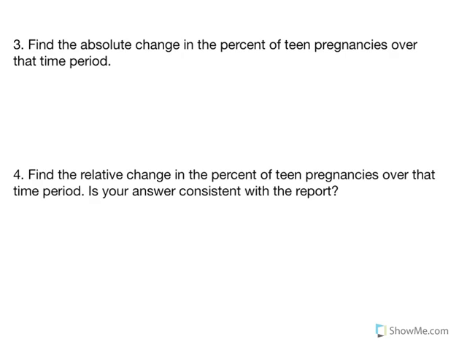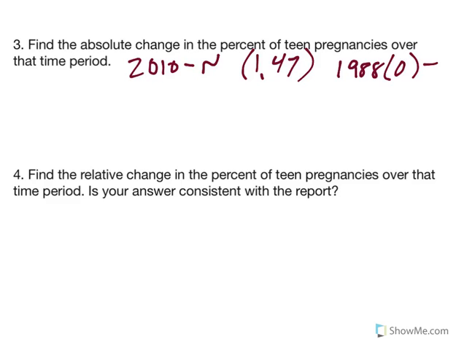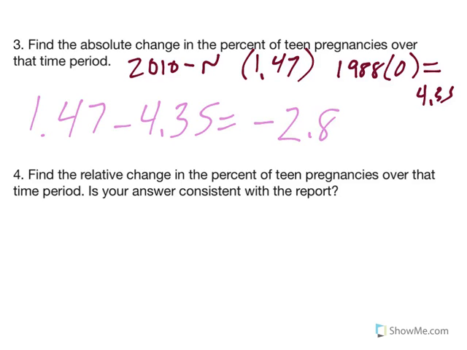And number 3, the absolute change in percent of teen pregnancies. Well, 2010 is going to be considered new, and remember we had 1.47 percentage points in 2010. And then in 1988, which would be considered old, we were at 4.35 percentage points. So new minus old, I would take 1.47 minus 4.35, clearly negative, negative 2.88. And these are percentage points. This is not relative change, this is absolute change.